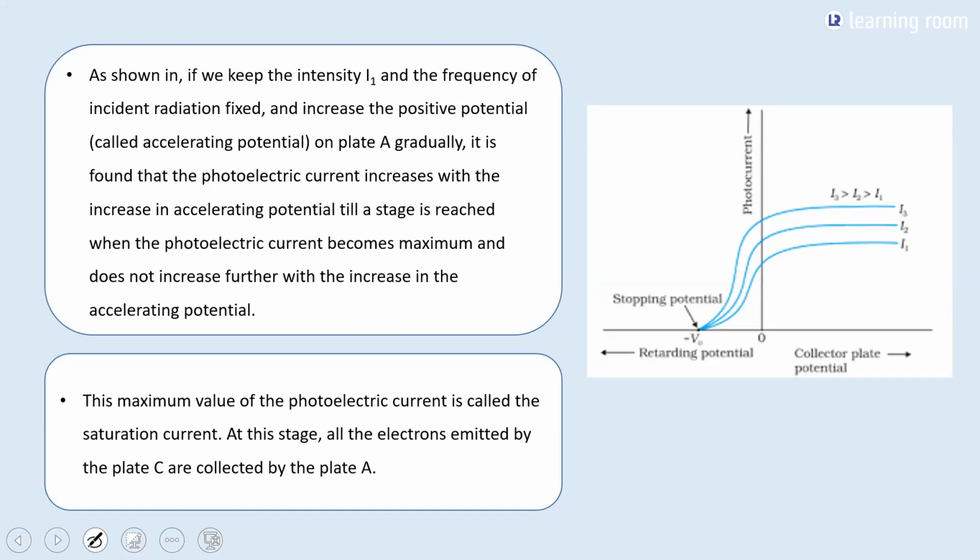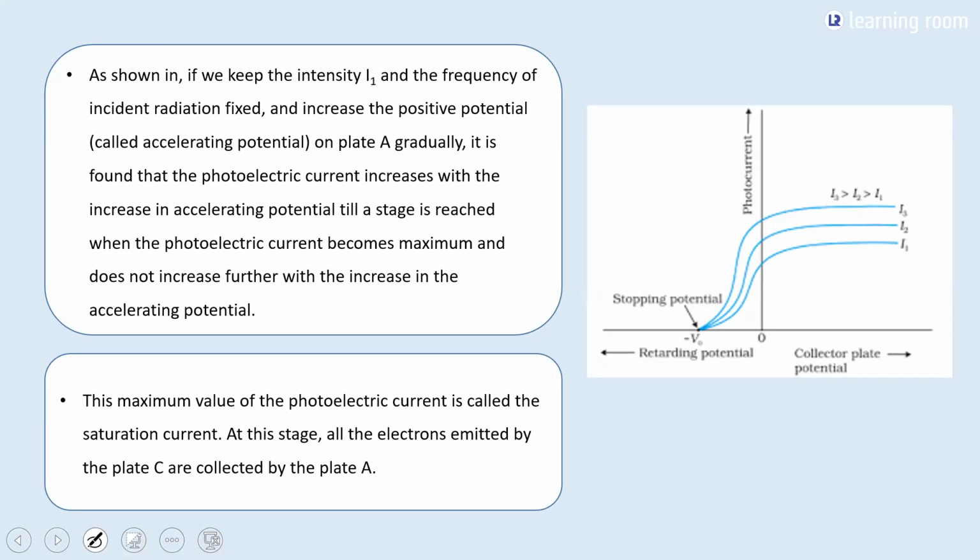So if this is the photosensitive plate, right? I'm going to keep the intensity constant. In the previous case, what did we do? We kept moving the light, but this time this light will be kept fixed. You're not going to move it anywhere. Okay. And let me call the intensity that is falling on this plate I1.